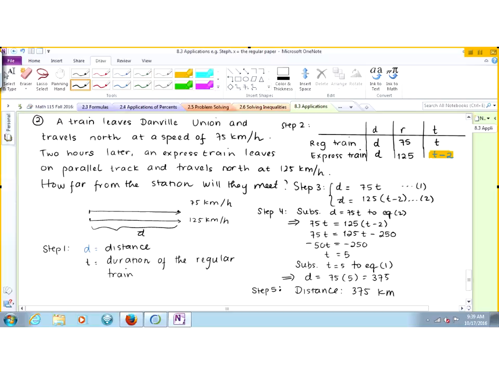Yeah, because one is slower but it leaves first, and the second one is faster but it leaves later. No, they don't meet yet, but they're still going. It's not that they stop. The question is, when will they be side by side?